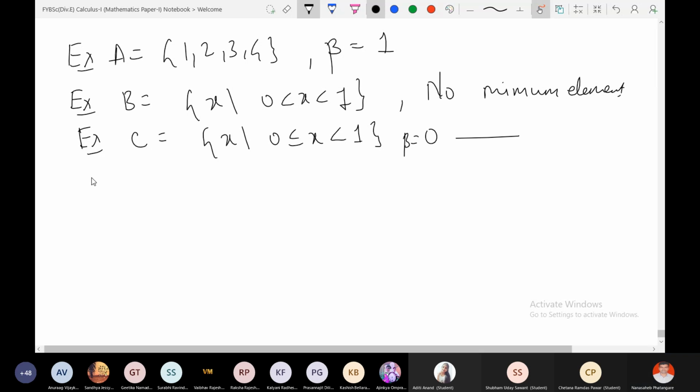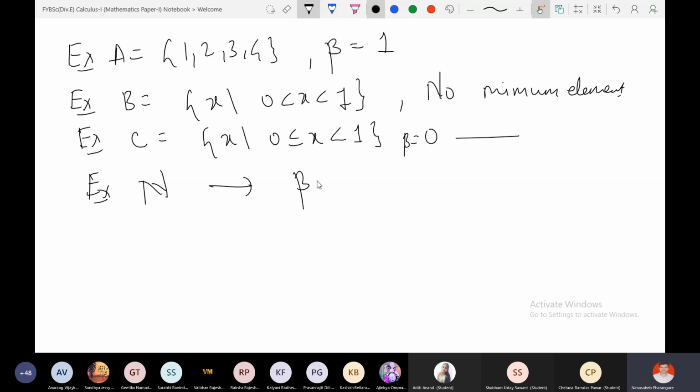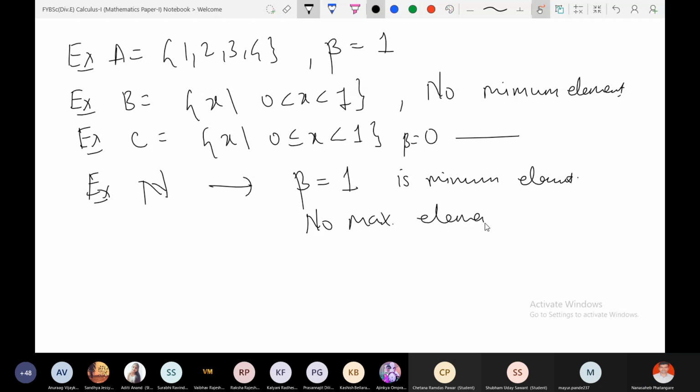Right. So if I take the set of natural numbers, then what is beta? 1. 1 is the minimum element. So 1 is the minimum element for this set. And this set has no maximum element.